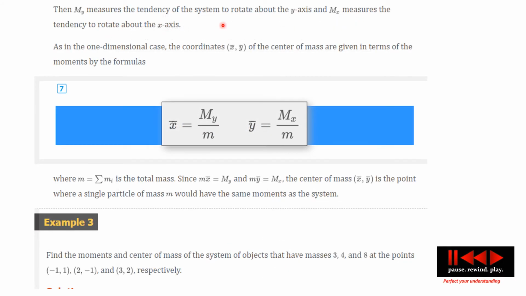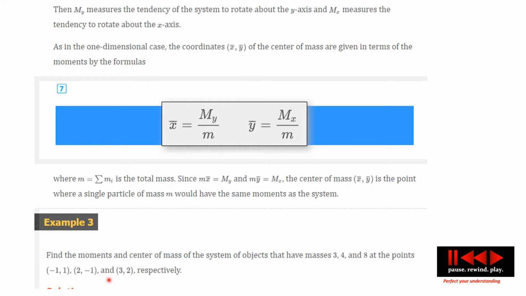So my measures the tendency of the system to rotate about the y-axis, and mx measures the tendency to rotate about the x-axis. And in a similar argument to what we had before, we have formulas: x bar is equal to the moment about the y-axis divided by the total mass, and y bar is equal to the moment about the x-axis divided by the total mass.